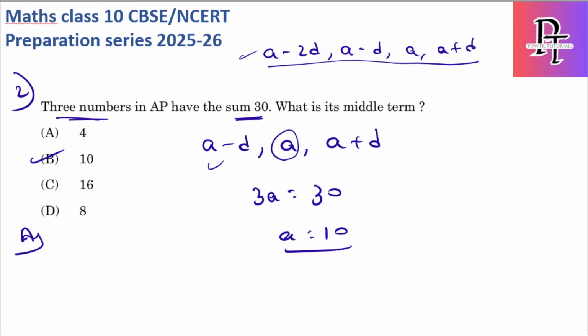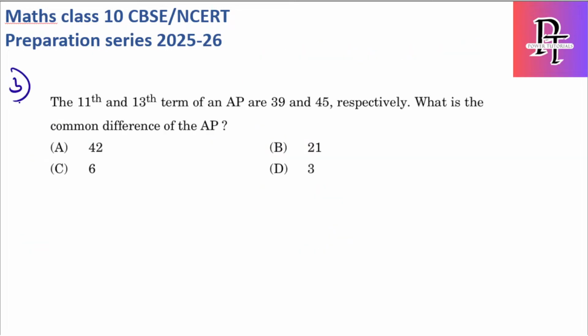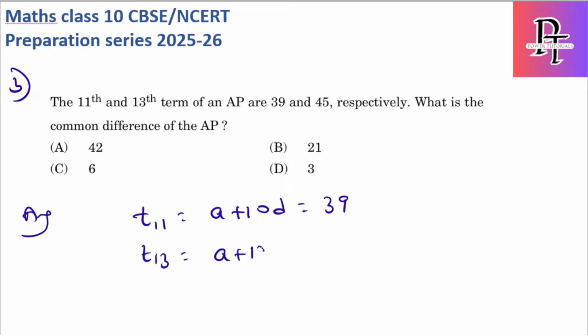Okay, now let's move to the next question. Third question for today. The 11th and 13th terms of an AP are provided. What is the common difference? So the d value they are asking. What is the 11th term? The 11th term is T11 or A11. What is the A11 formula? It is nothing but a plus 10d. A plus 10d is how much? 39. Then we have the 13th term, T13, which is a plus 12d. How did I write a plus 12d? Because the an formula is a plus n minus 1 into d. So simply substitute the n value as 13, and you will get 13 minus 1, which is 12d.